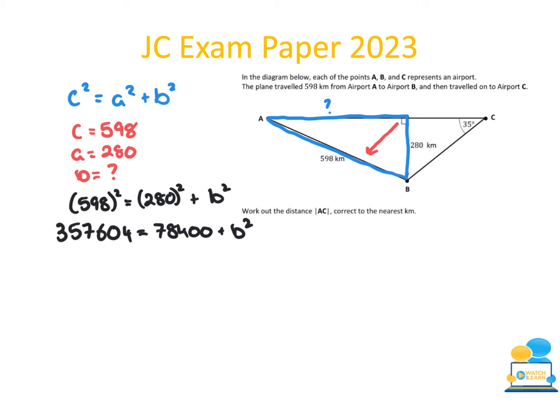Now I can begin to isolate b by itself. So firstly, I'm going to remove 78,400 from the right hand side by subtracting it, which means I must subtract it from the other side. That then just leaves me with b squared on my right hand side and 279,204 on my left hand side. Then to get b by itself, I'm going to do the square root of b squared, which I must also do on my left hand side.